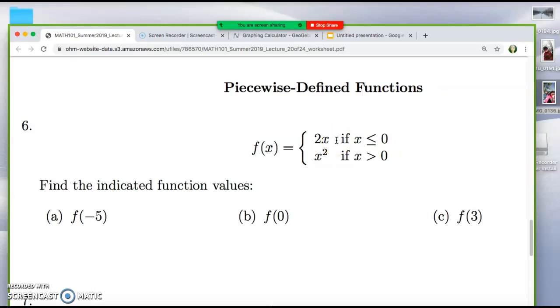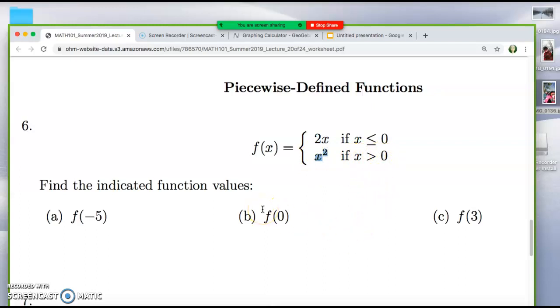So what this means is they want you to graph both of these functions, right, 2x and x squared, but they only want you to graph pieces of this function, right? So for example, for the function 2x, they only want you to graph this for the values of x that are equal to 0 or less. They only want you to graph x squared for the x values that are greater than 0.